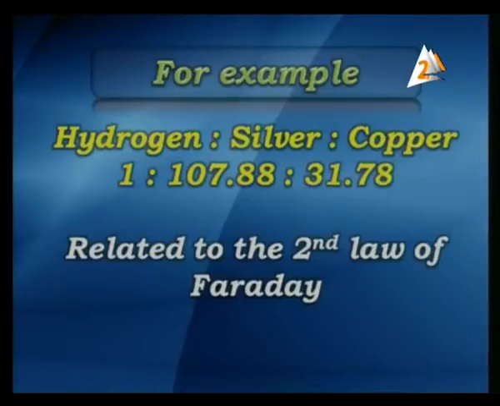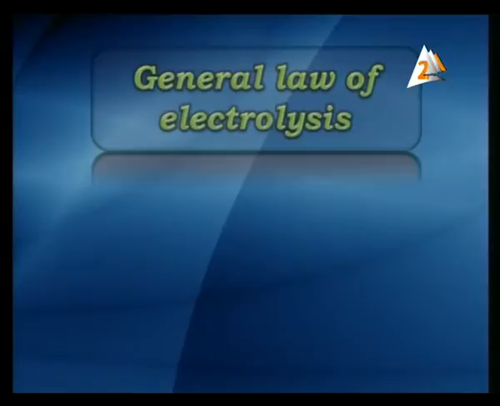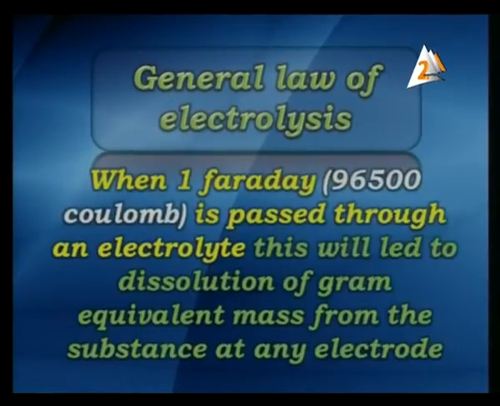Look at this. Hydrogen 1, silver 107.88, copper 31.78. Related to the second law of Faraday. It's good physics. Now look at the general law. General law of electrolysis. It means what? When 1 Faraday is equal to 96,500 coulombs, it means the quantity of electricity measured in coulombs passes through the electrolyte.